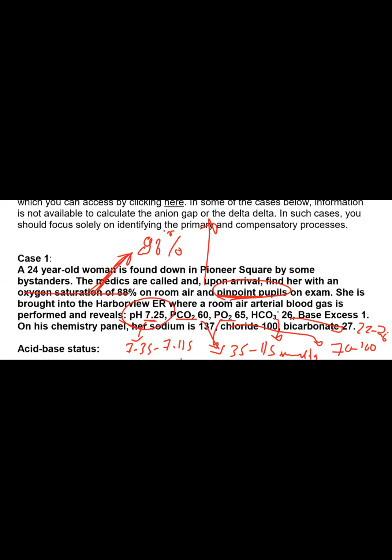pH, is it normal? No. Is it acidosis or alkalosis? Acidosis. So it is acidosis. PaCO2, is it normal or above? It's above. So it is a respiratory cause of acidosis, because of retention of this acid. PaO2, is that normal or not? No. The patient is hypoxemic, low. Respiratory failure. It is respiratory acidosis and also known as respiratory failure because you have low oxygen saturation.